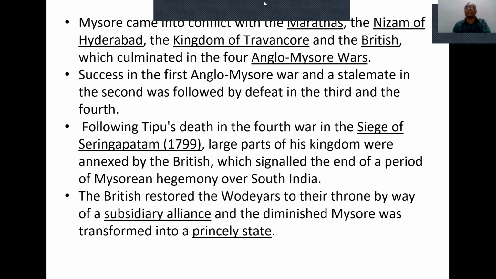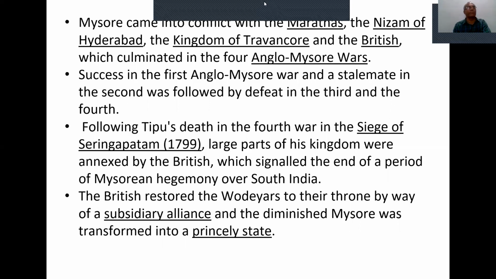Now just see how the British take control over the kingdom of Mysore. Mysore came into conflict with the Marathas, the Nizam of Hyderabad, the kingdom of Travancore, and the British, which culminated in the four Anglo-Mysore wars. So these were the points. The Marathas, the Nizams, and the Travancore were the forces against which Mysore was given assistance. And finally, you have Mysore coming into war with the British, the Anglo-Mysore wars.